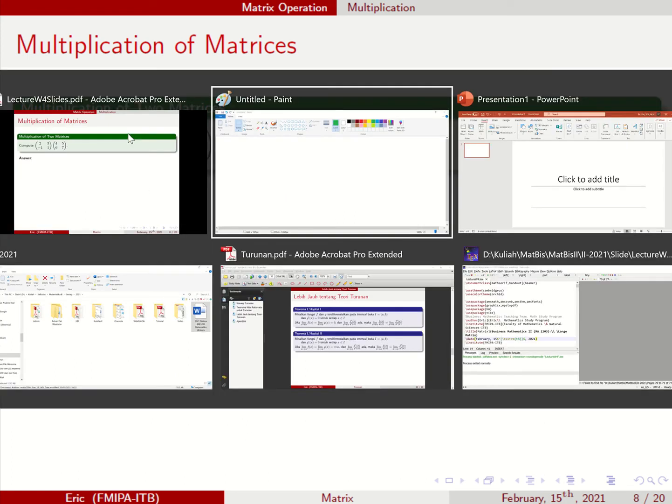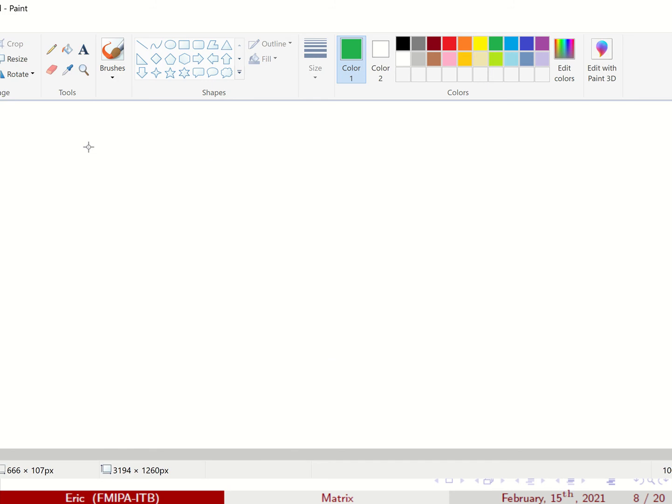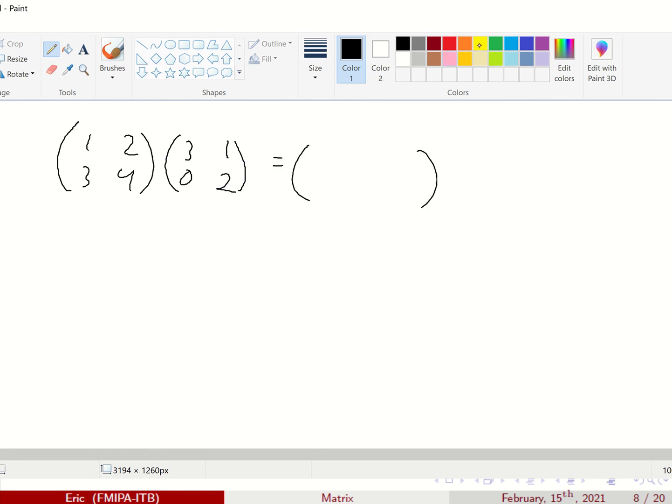Let's look at this. Don't forget, when we are multiplying two matrices, if I have this one, you multiply with maybe 3, 1, 0, 2. Okay, so if you want to have the first row, first column, you have to multiply the first row with the first column. So what do we have here? 1 times 3, component wise, 1 times 3 plus 2 times 0.